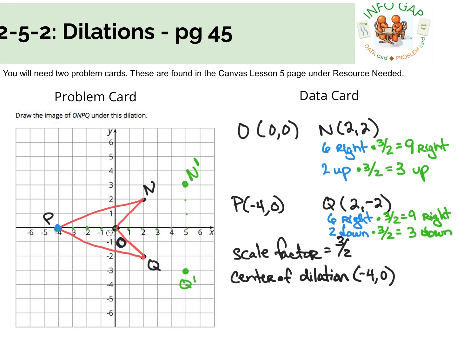And then let's look at O. From P to O is 1, 2, 3, 4, and it's only 4 right. I'm going to put that in blue. Hold on a second. So 4 right. We're going to take that, we're going to multiply it by 3 halves. So 4 times 3 halves. Well, that's 6. So that means we're going to go 6 right. Okay, let's do that from P. 1, 2, 3, 4, 5, 6. This is where our O prime is.